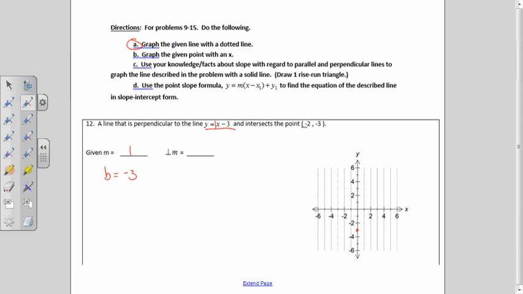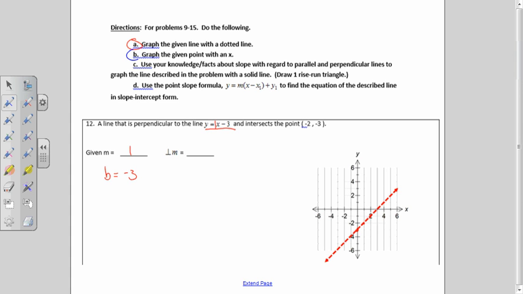So I will start at -3 and go up 1 and right 1, up 1 and right 1, up 1 and right 1, up 1 and right 1. I don't need to repeat that as often as I did, but it's just helpful in helping us visualize the appropriate line. Okay? And according to the directions, it said please graph it with a dotted line.